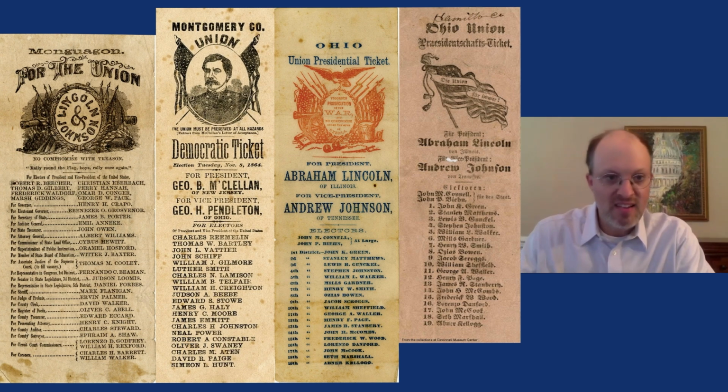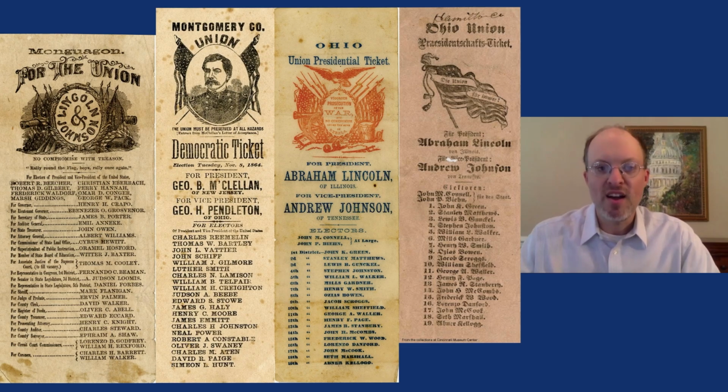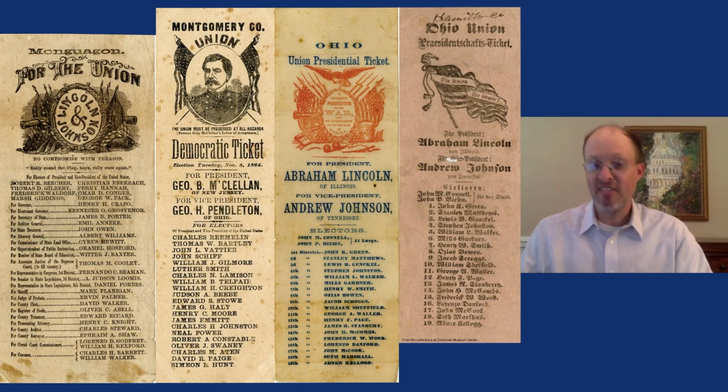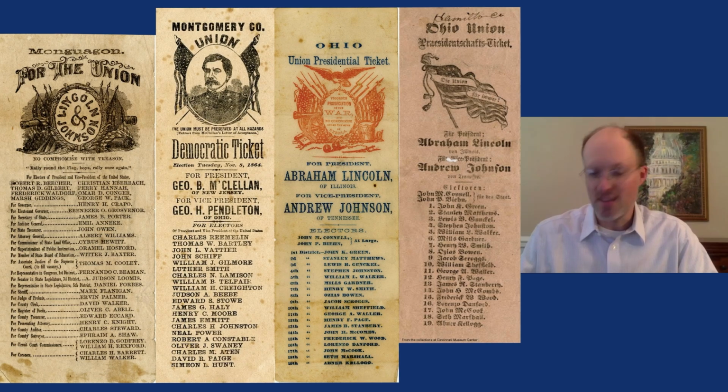So on the left-hand side, you have a ballot from Michigan. Notice it says "For the Union" at the top. It has Lincoln and Johnson. They are the Republican candidates for president. "No compromise with treason." This is a political message that is actually printed on the ballot. And beneath that message, it says, "Rally round the flag, boys, rally once again." That was a song that people sang in the 19th century during the Civil War when it came to mustering up men to go fight.